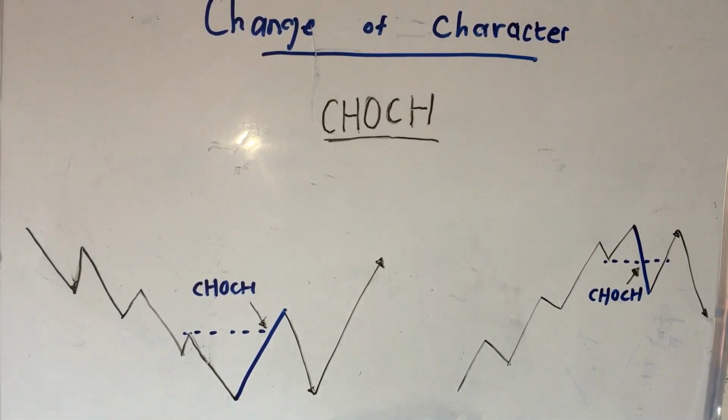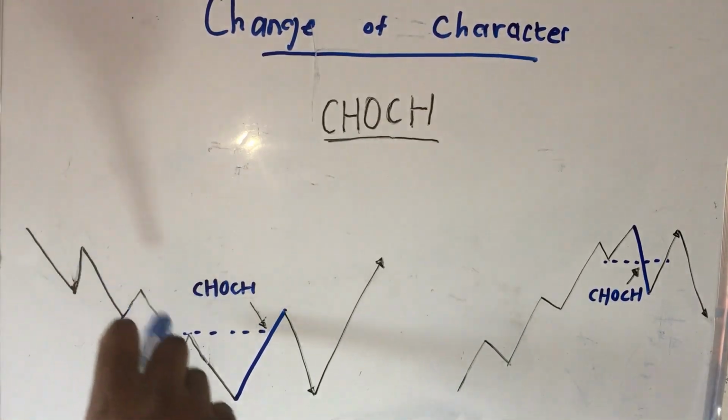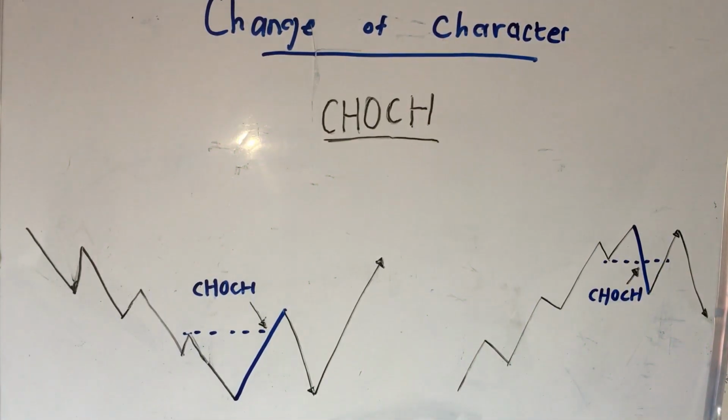So basically, change of character is exactly what it says. It's the change of the character of the trend. If we have a downtrend that is consistently moving to the downside, we're anticipating that this thing is not going to go down forever. It has to change and move to the upside eventually.